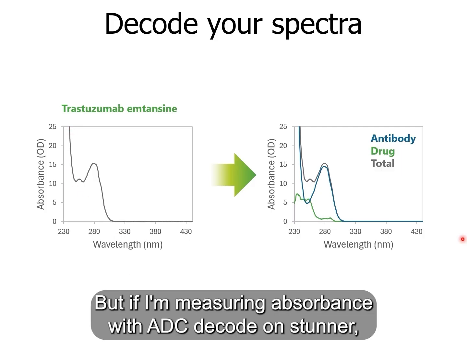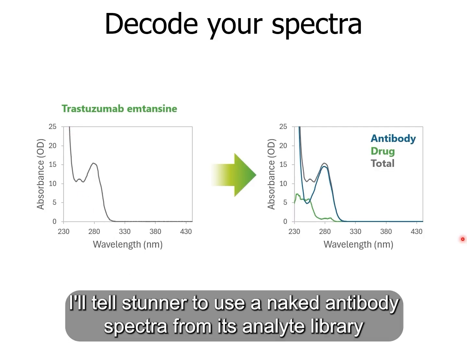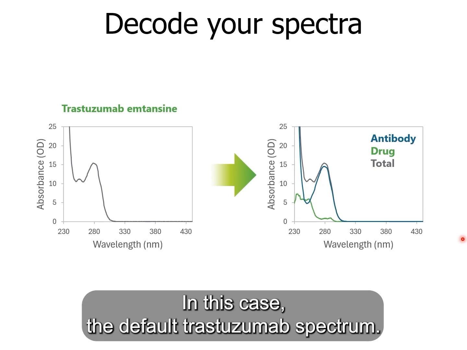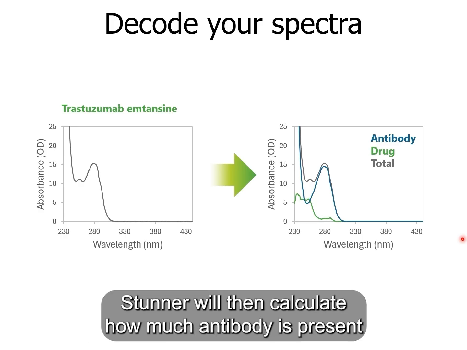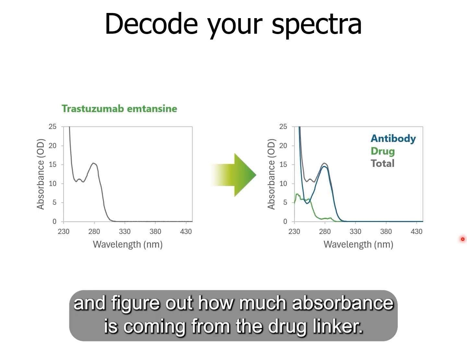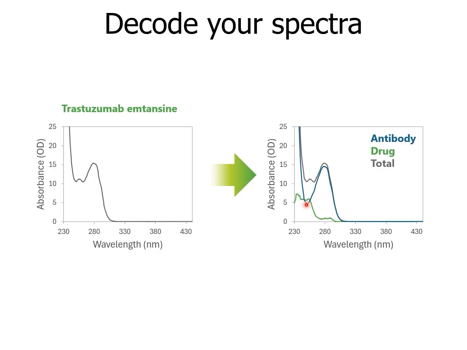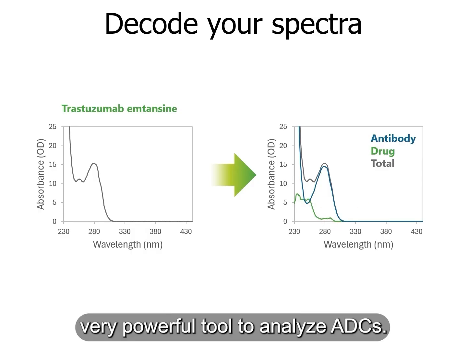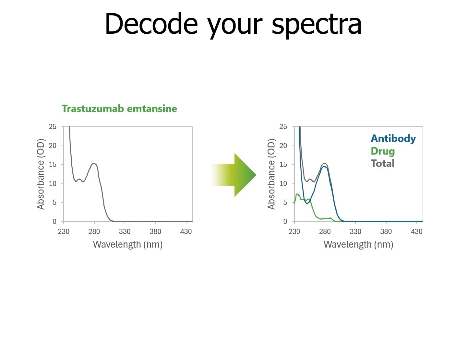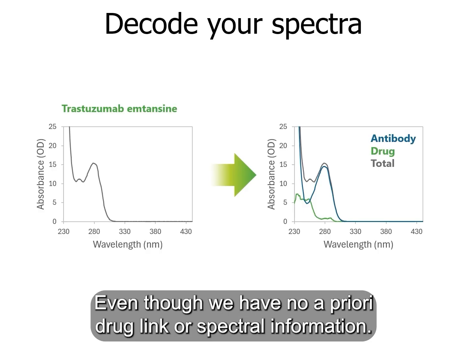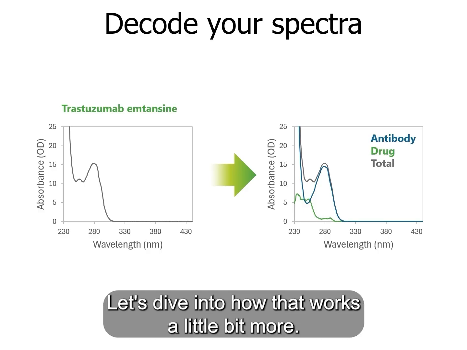But if I'm measuring absorbance with ADC decode on Stunner, I'll tell Stunner to use a naked antibody spectra from its analyte library in its analysis, in this case a default trastuzumab spectra, and Stunner will then calculate how much antibody is present and figure out how much absorbance is coming from the drug linker. In the graph on the right, we're seeing the antibody absorbance in blue and the drug linker absorbance in green. So this gives us a very powerful tool to analyze ADCs even when we have no a priori drug linker spectral information. Let's dive into how that works a little bit more.